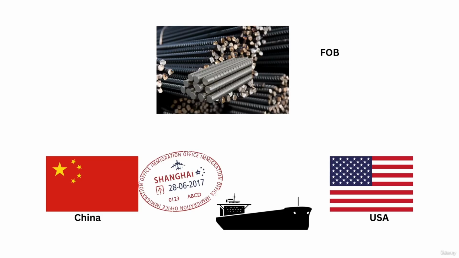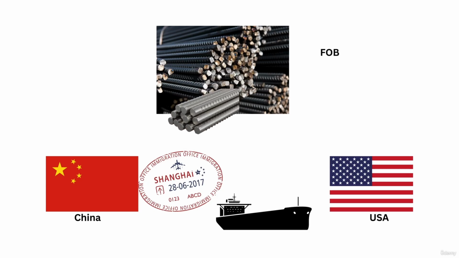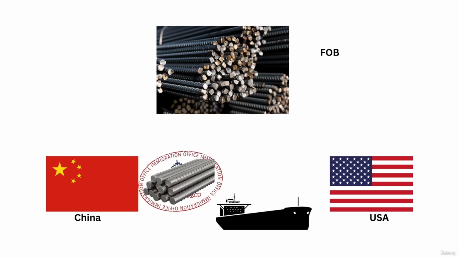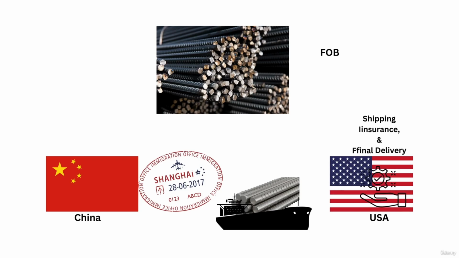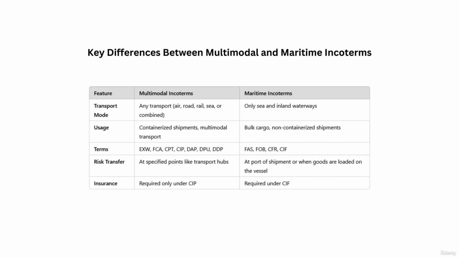Let's look at an example. A supplier in China sells steel rods to a buyer in the United States under FOB, Shanghai port terms. The seller is responsible for bringing the goods to the port and loading them onto the buyer's vessel. However, once the goods are on board, the responsibility shifts to the buyer, who must handle shipping, insurance, and final delivery. Before we conclude, let's summarize the key differences.